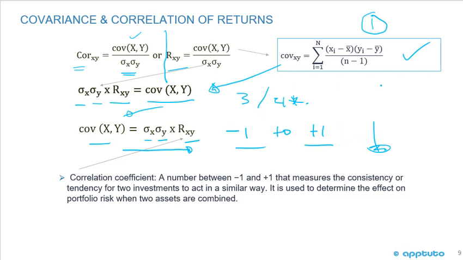So again, we know our calculation for covariance. Correlation is covariance divided by standard deviation of x times standard deviation of y. And because we have that, we can rewrite our covariance in a second method.